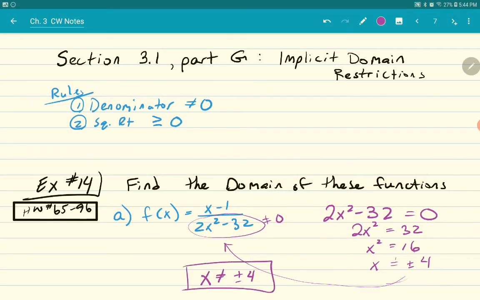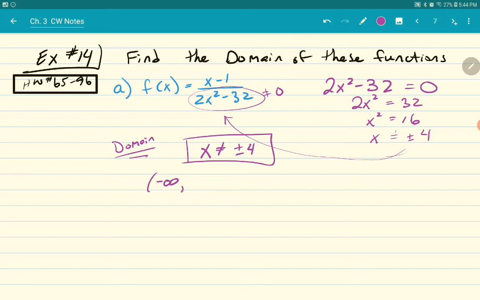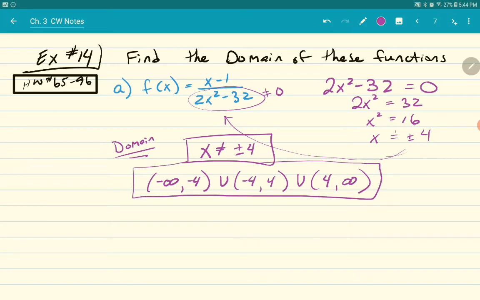So what does that mean my domain is? I can state it like that. Or if I'm asked to state the domain in interval notation, then I would write, the domain restriction is not equal to plus or minus 4. So it can go from negative infinity all the way up to negative 4, not including 4. Then it can go from negative 4 to positive 4, not including 4, and then from 4 all the way to infinity. So this is the domain with that restriction.